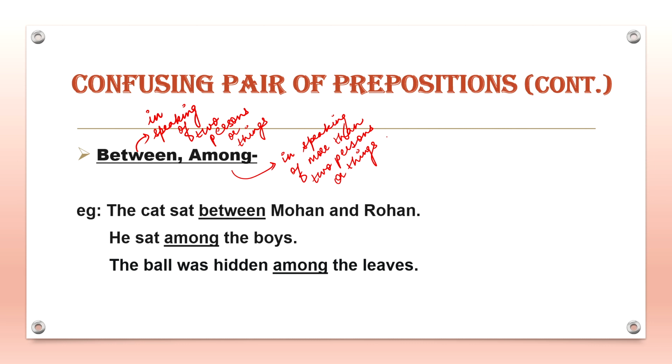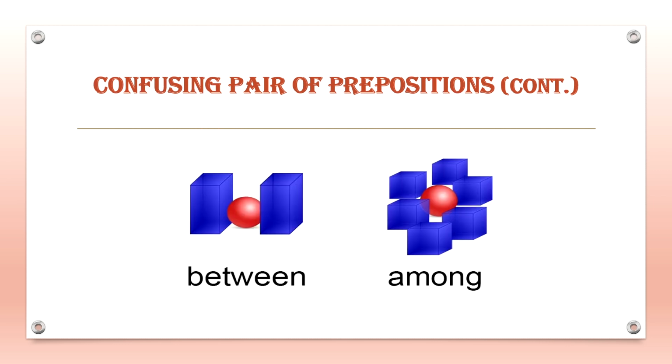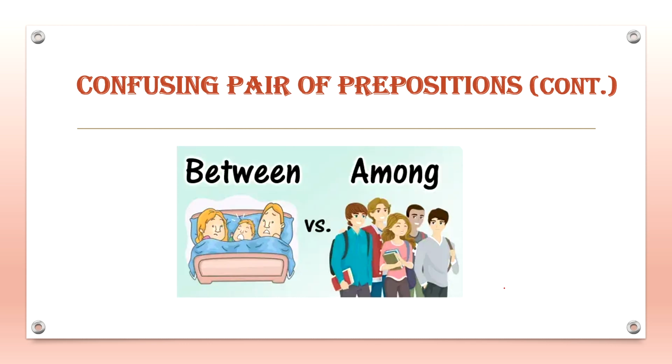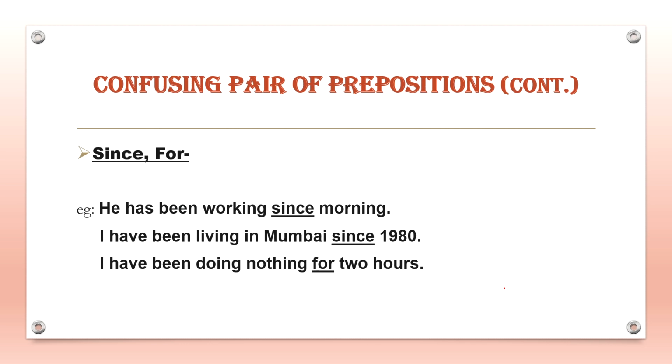He sat among the boys. The ball was hidden among the leaves. Now, as you can see from the given figure, in the first figure, a ball is placed between two blocks, whereas in the second figure, a ball is kept among many blocks. So now, next is since and for.